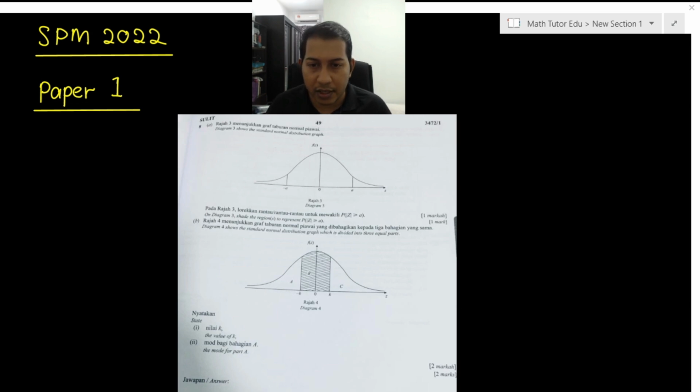Diagram 3 shows the standard normal distribution graph. On diagram 3, shade the regions to represent the probability |Z| ≥ a. So this is for part A.